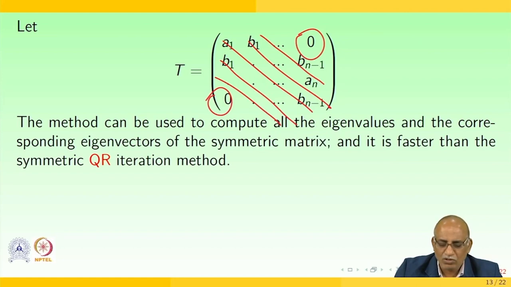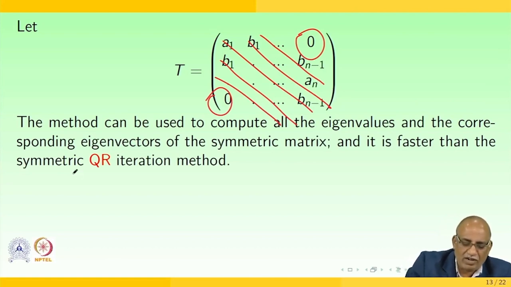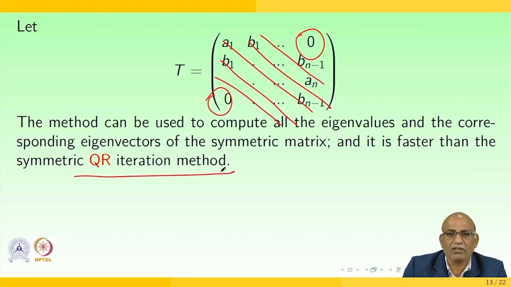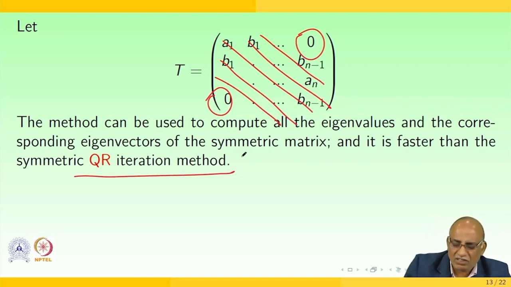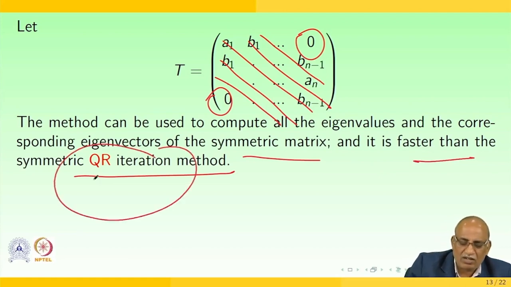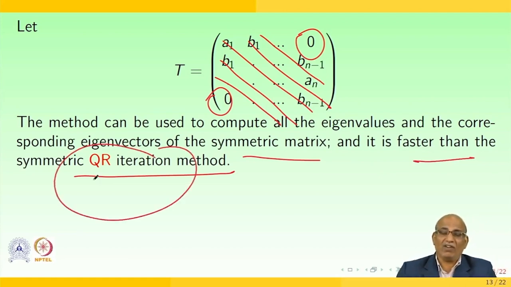The method can be used to compute all the eigenvalues and the corresponding eigenvectors of the symmetric matrix, and it is faster than the symmetric QR iteration method. Essentially, we are trying to use this iterative method, where it becomes a symmetric QR iteration method.